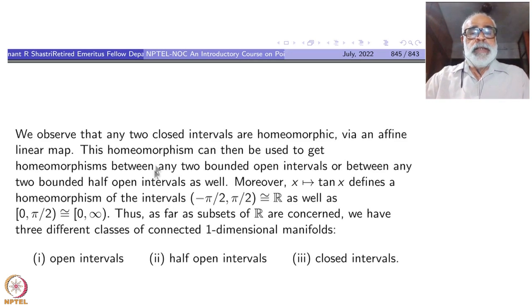Observe that any two closed intervals are homeomorphic, non-trivial ones. A single point, you may take as a closed interval, but take at least two points, then they are all homeomorphic to each other. Single points themselves are homeomorphic to each other, no problem. We have seen this already, via affine linear maps. This homeomorphism can then be used to get a homeomorphism between any two bounded open intervals as well, or between any two bounded half open intervals. Suppose I have got 0, 1 to a, b, then I can delete a and 0, and I will get open (0,1) to open (a,b), half-closed (0,1] to (a,b] and so on, right? That's what we have done.